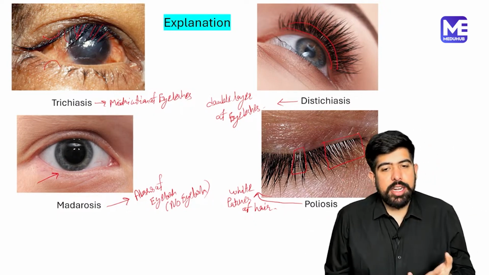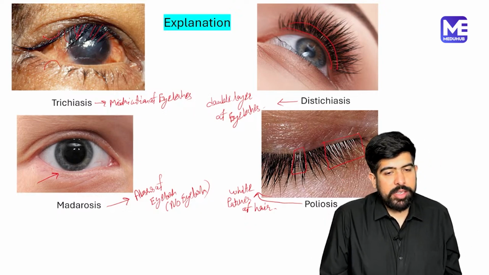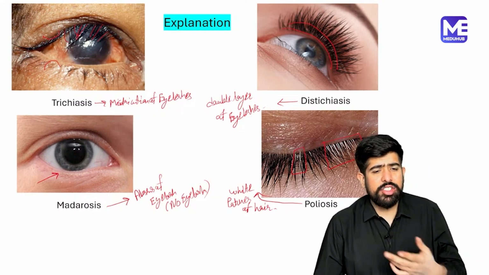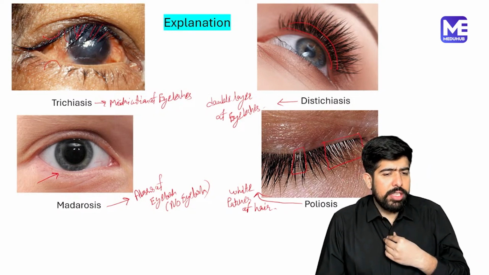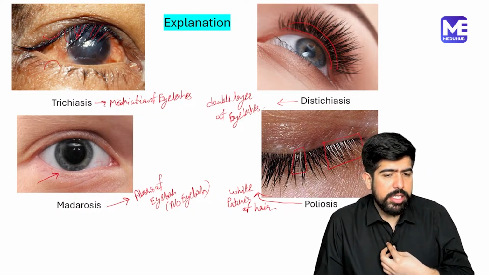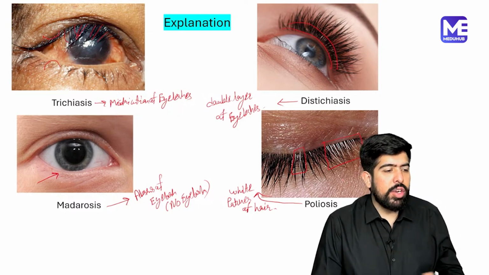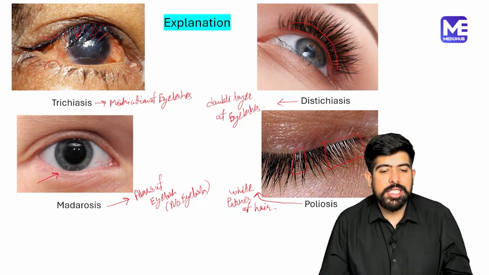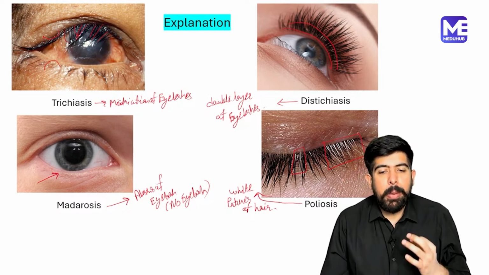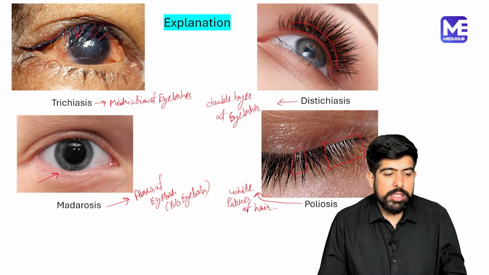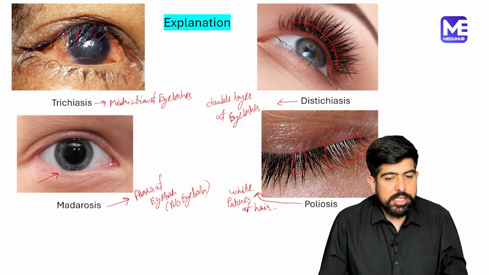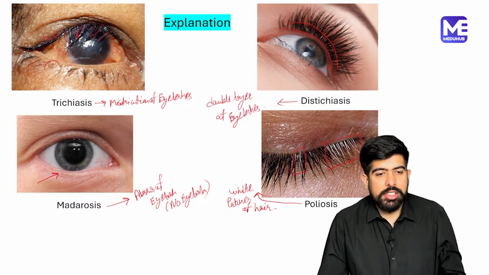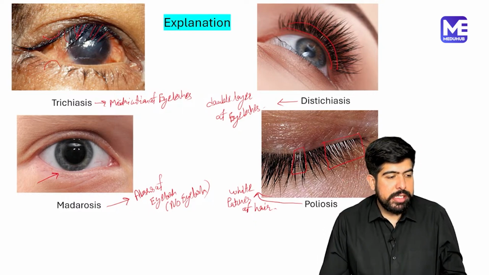So there is the explanation regarding the eyelashes. We have these important diseases: trichiasis, the misdirection of the eyelashes; distichiasis, where we have the double layer of the eyelashes; madarosis, where there is an absence of the eyelashes, no eyelashes present; and the last one, poliosis, where white patches of hair will be seen. All right, so this is about eyelash diseases and the eyelashes.